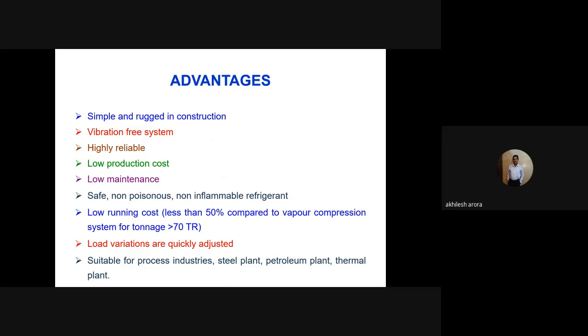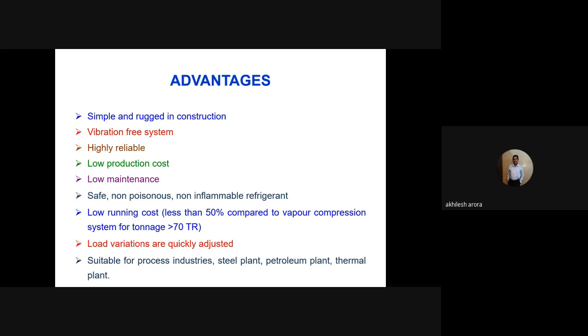Now what are the advantages of the system? This is a simple and rugged construction system. It's a vibration-free system. It's highly reliable, with low production cost, low maintenance, safe, non-poisonous, non-flammable refrigerant, and low running cost, less than 50% compared to a vapor compression system for higher tonnage, greater than 70 tons. Load variations are quickly adjusted and it is suitable for process industries, steel plant, petroleum plant, and thermal plant.